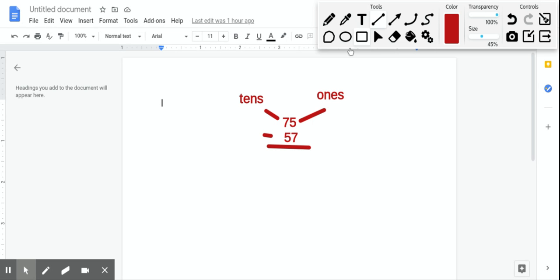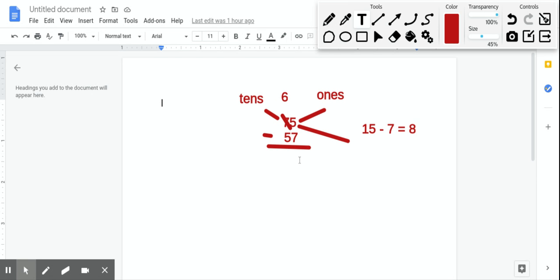So what we're going to do is borrow a 10 from the tens column, from the first number, 75. So we're going to borrow a 10 from the 7. So we're borrowing 1 ten. So this 7 becomes a 6, because now instead of 7 tens, there are 6 tens. And we're moving that 10 over to the ones column. So that ones column would now become 10 plus 5, which is 15. So now, instead of doing 5 minus 7, we're doing 15 minus 7, which would equal 8.